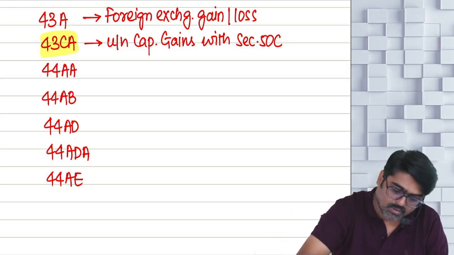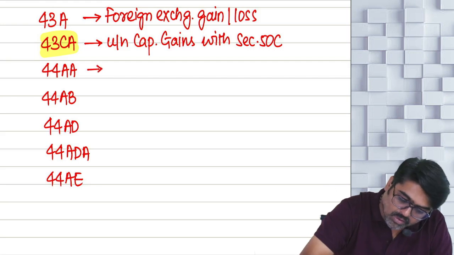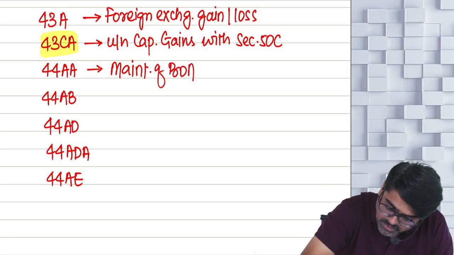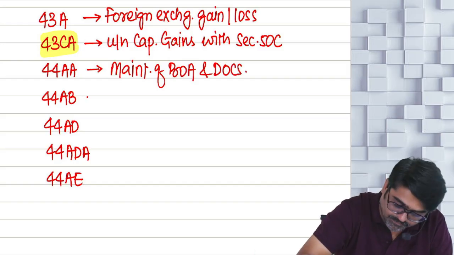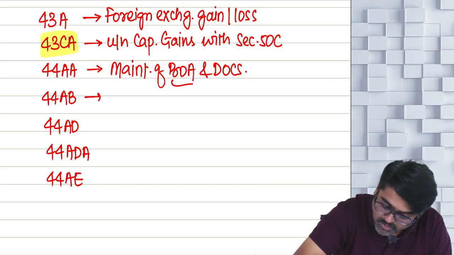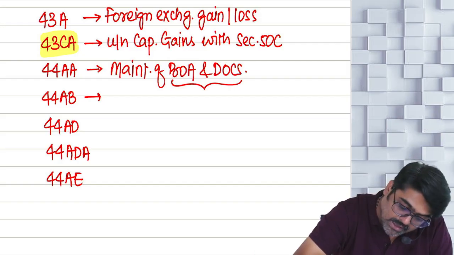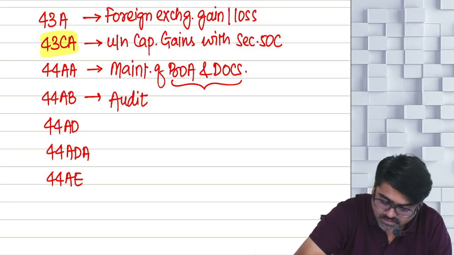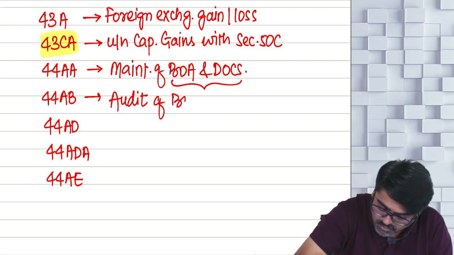Okay. Now 44AA talks about maintenance of books of accounts and documents. Compulsory. Now the books of accounts and documents which you have maintained are supposed to be compulsorily audited. So audit of books of accounts and documents.